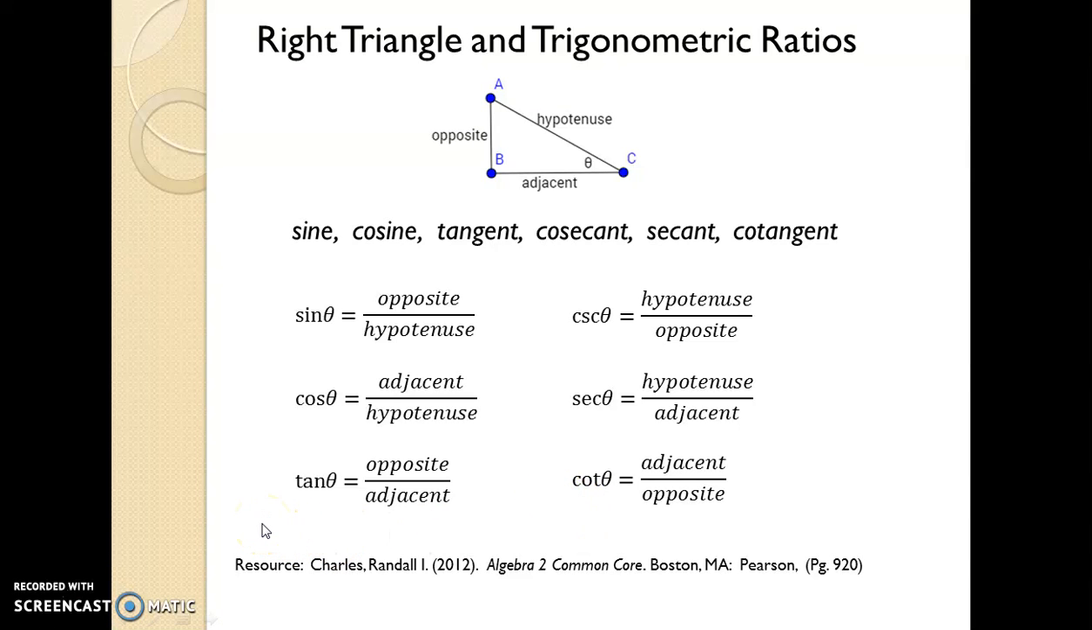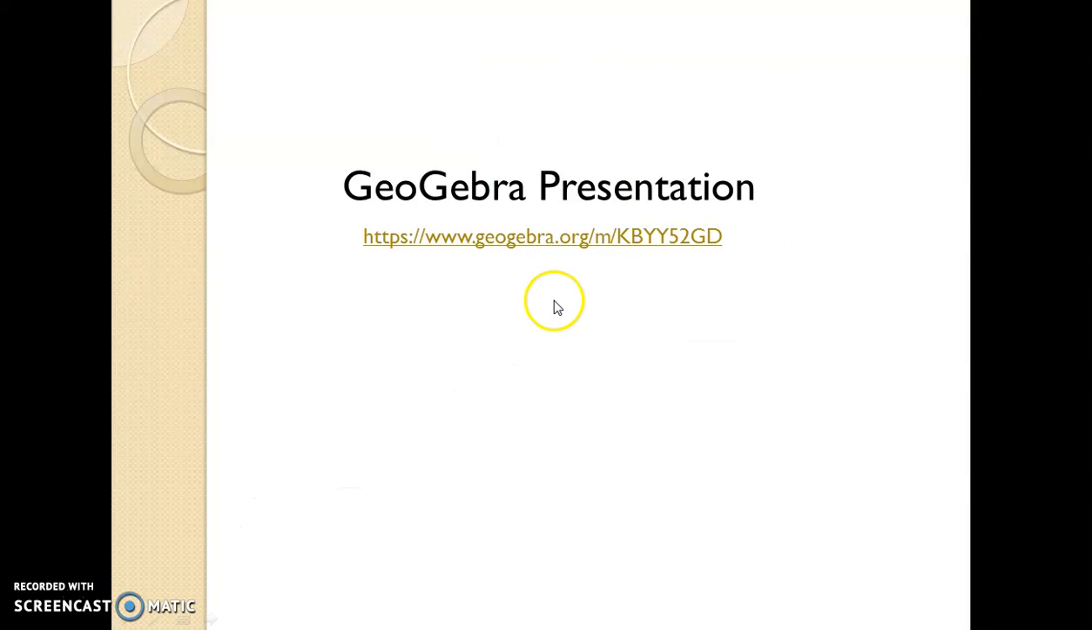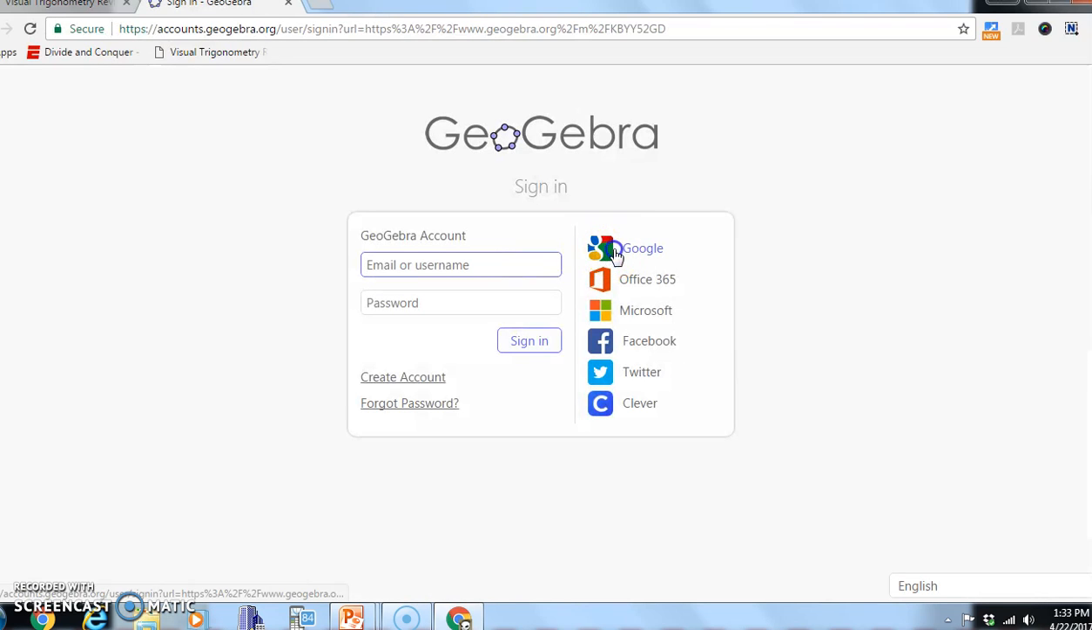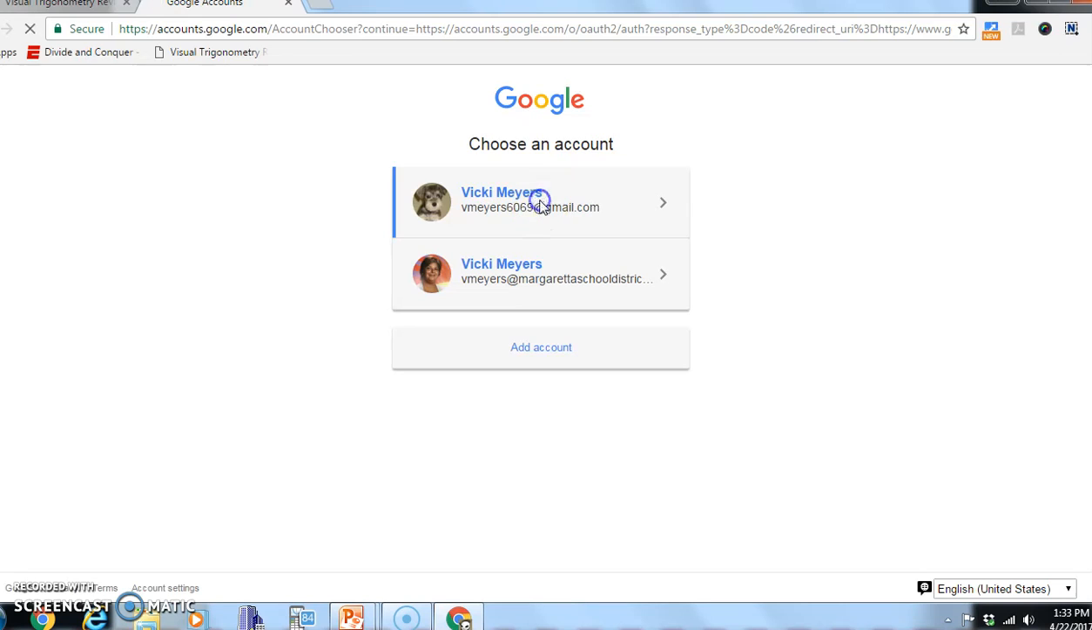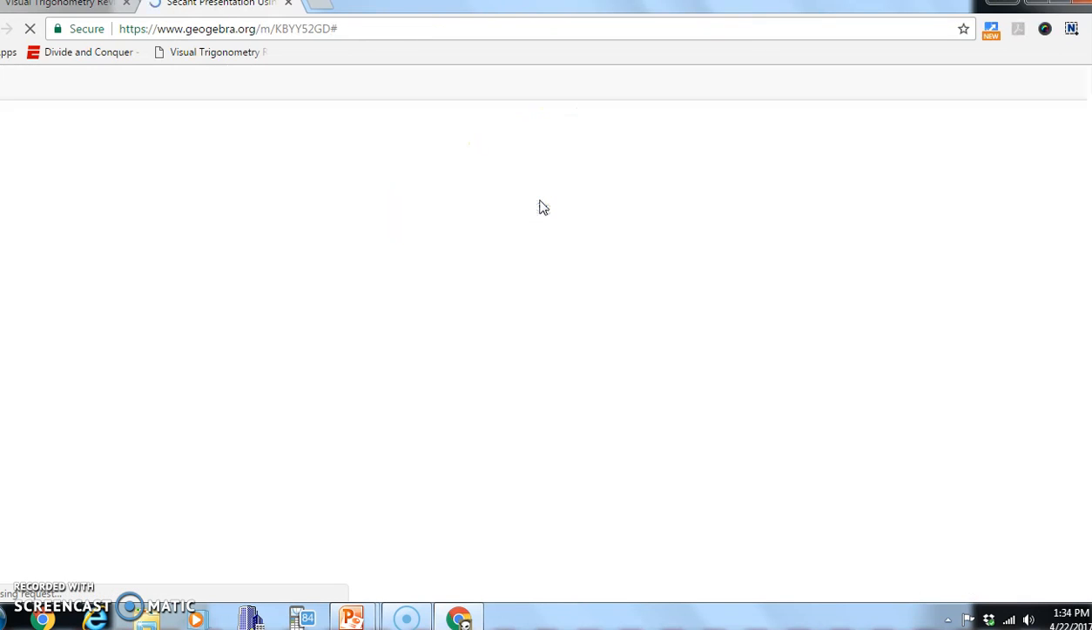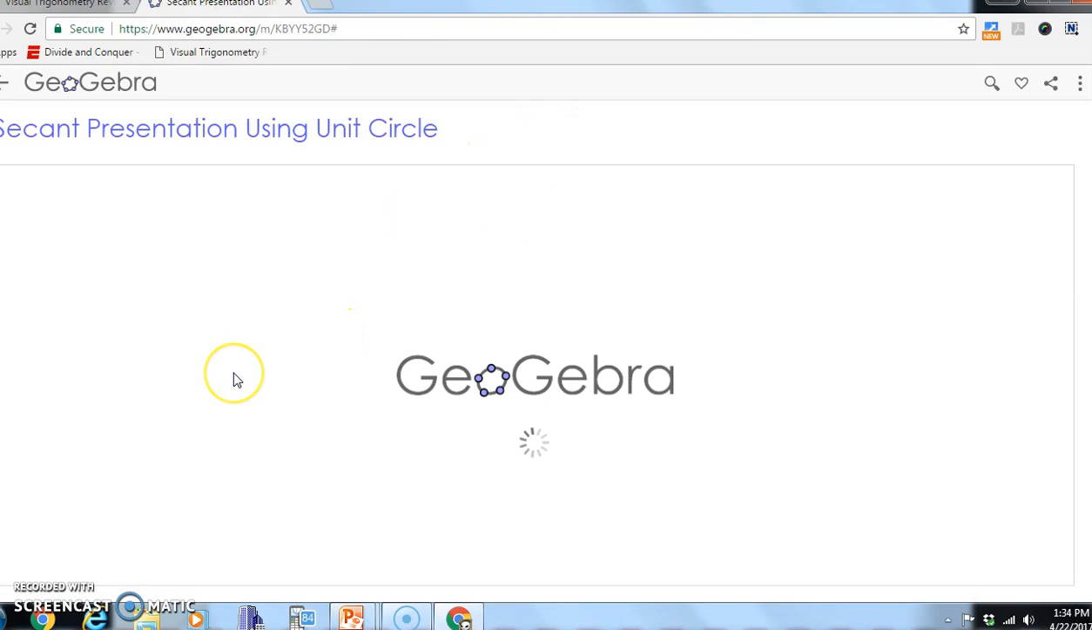Now that we have reviewed some definitions, let's take a look at a diagram. To create my diagram, I went to geogebra.org and was able to use this to create a diagram. So let me log into this app. And we'll take a look at what we have here.